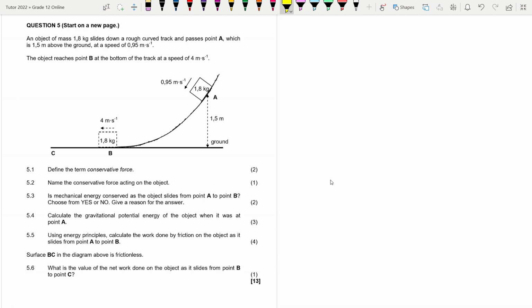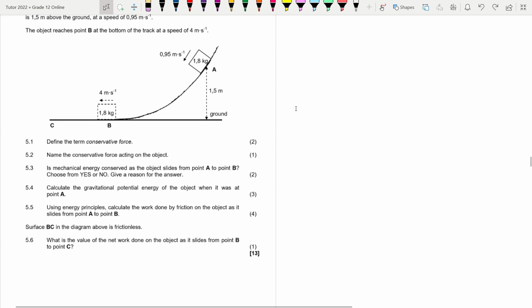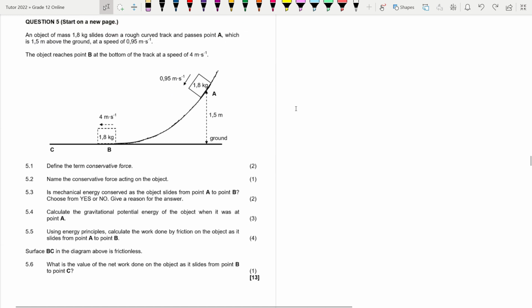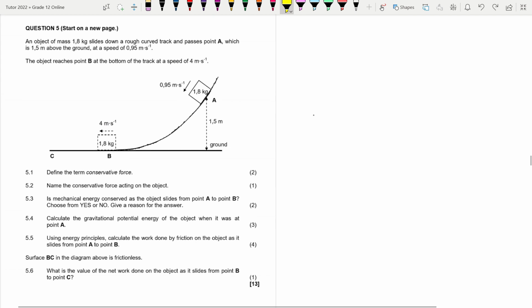In this case, we have an object of 1.8 kg that's there. We have 1.5 meters above for point A, that is also indicated. We have the speed at point A of 0.95 meters per second. That one is also there. We also have when it reaches point B at the bottom of the track at a speed of 4 meters per second. So that one is also indicated for us. That's good.